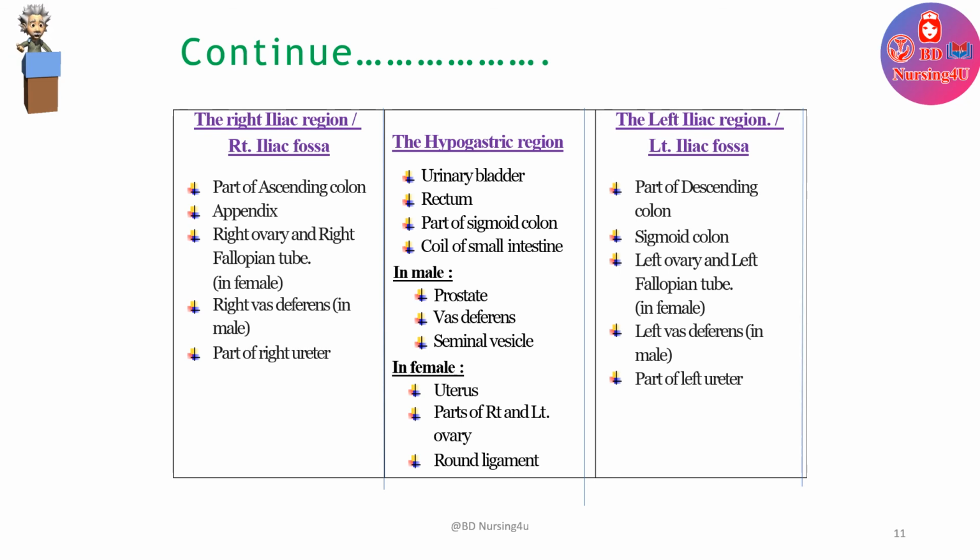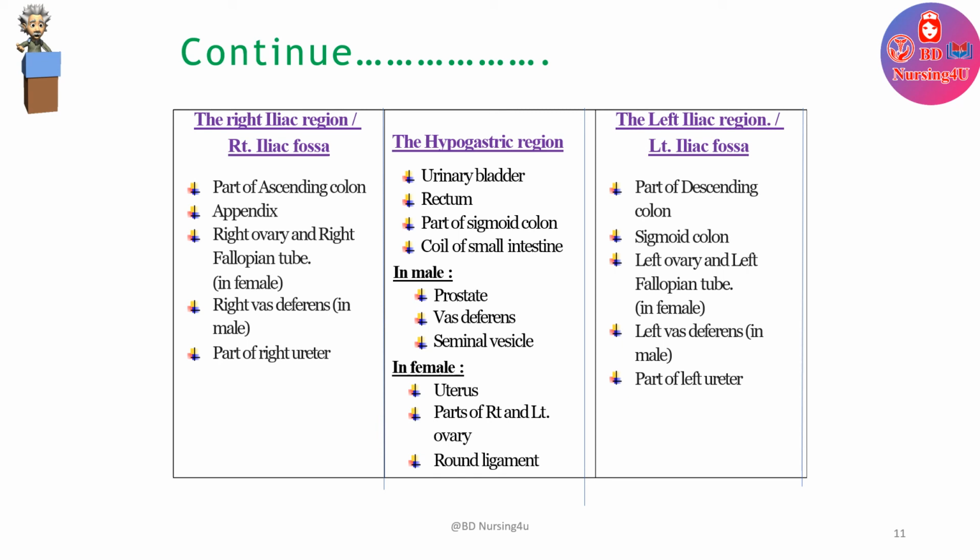The hypogastric region: urinary bladder, rectum, part of sigmoid colon, coil of small intestine. In male: prostate, vas deferens, seminal vesicle. In female: uterus, part of left and right ovary, round ligament.